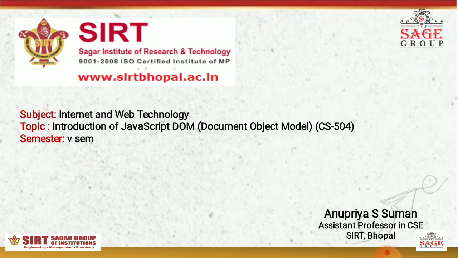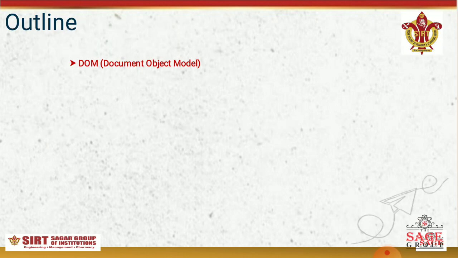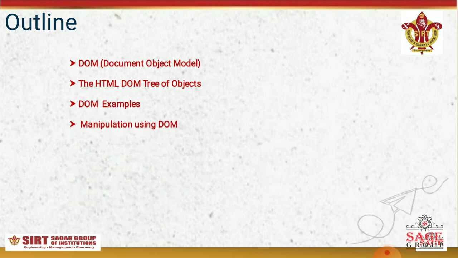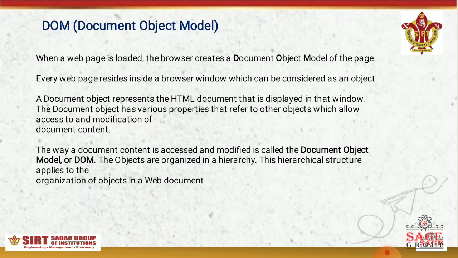Today we are discussing the introduction of JavaScript DOM. DOM is the Document Object Model. So our outline is: DOM, the Document Object Model, the HTML DOM tree of objects, DOM examples, and manipulation using DOM. So DOM is the Document Object Model.